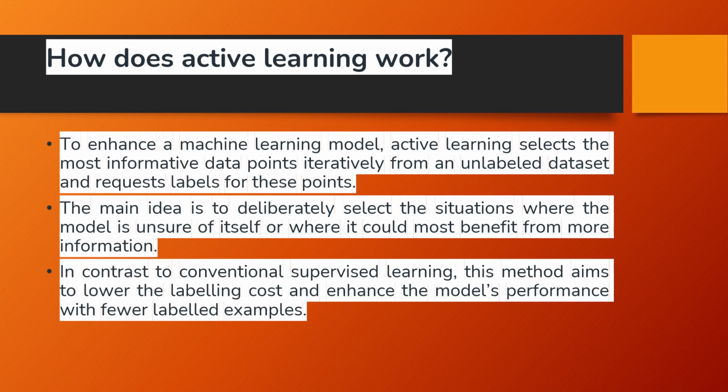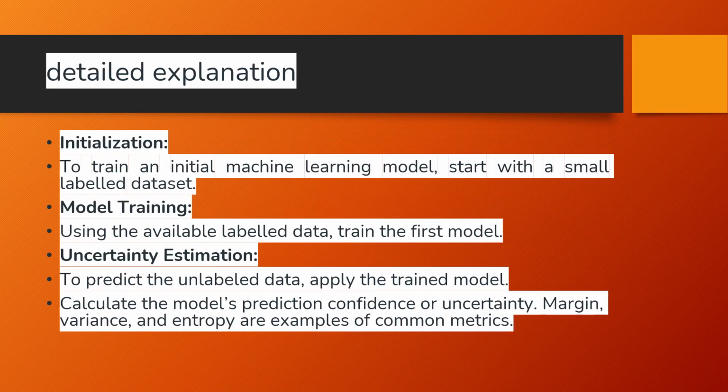To enhance the machine learning model, active learning iteratively selects the most informative data points from an unlabeled data set and requests labels for these points. The main idea here is that it deliberately selects the situations where the model is unsure of itself or where it could most benefit from more information. In contrast to conventional supervised learning, this method aims to lower the labeling cost and enhance the model's performance with fewer labeled examples. As I said earlier, it takes only the valuable data points. We'll see the detailed explanation.